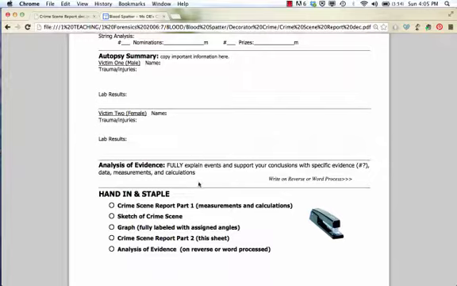And then, when you're all done with that, make sure that you staple all of these pieces and hand them in to your sub. If you can't complete this fully today, you can complete it for homework and give it to me in the next class.